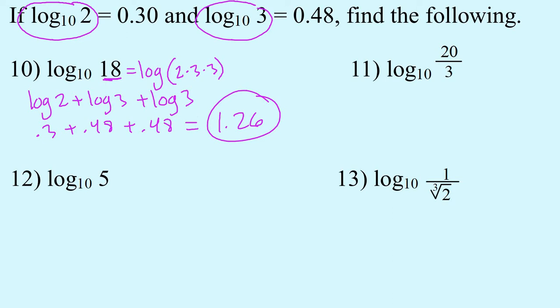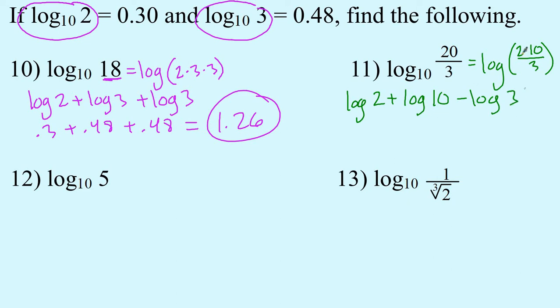Okay. All right, the next one, we want 20 over 3. Well, think about how you'd make that 20. Let's see, all I can really think is 2 times 10 over 3. I'll show you why that 10, I'm not going to split that up. I'm going to leave it like that because I can write that as log 2 plus log 10 minus log 3. All right, because I'm multiplying the 2 and the 10 and I'm dividing by 3. So I'm subtracting the 3.